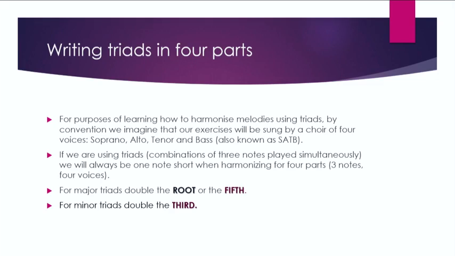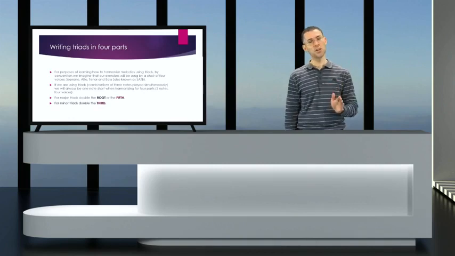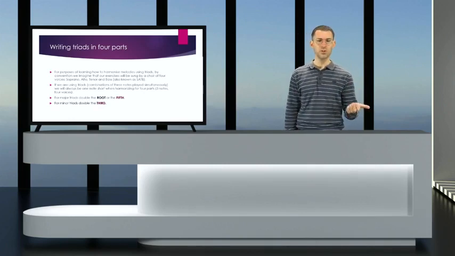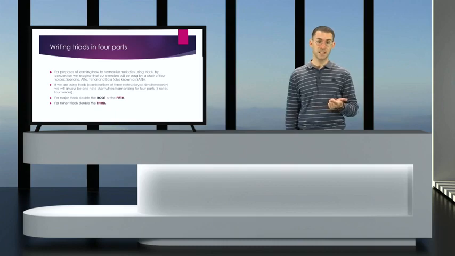So don't panic yet, but just remember that with major triads, you double the root or the 5th. In a C major triad, you've got C, E, and G. C is the root, E is the 3rd, G is the 5th. It's a major triad, so you could double the C or the G. That's what it means, okay?